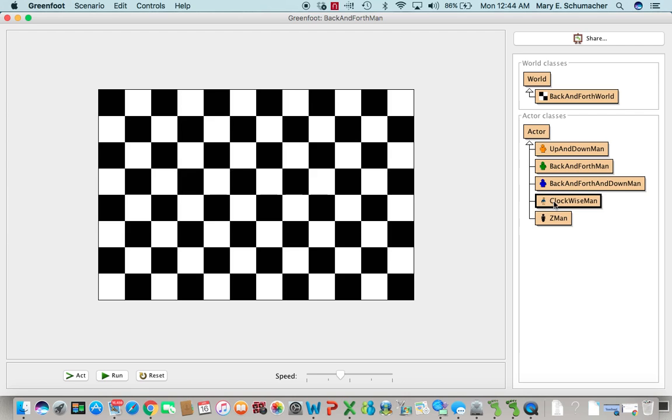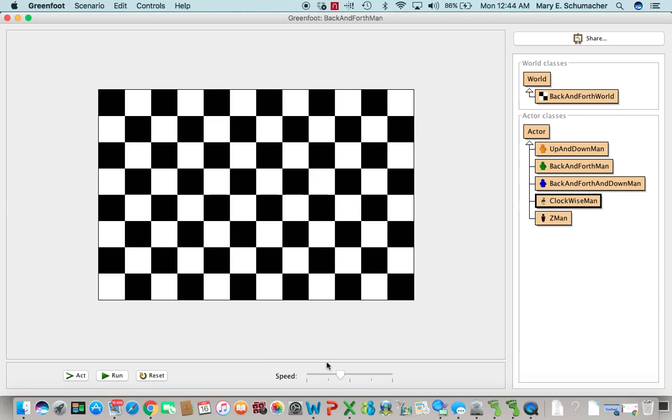And X that out. And make a clockwise guy. And there he is, and we'll run it. And now he should turn right on each and every wall. And then he would become clockwise perimeter man and keep moving around the outside. So clockwise man, khaki pants.